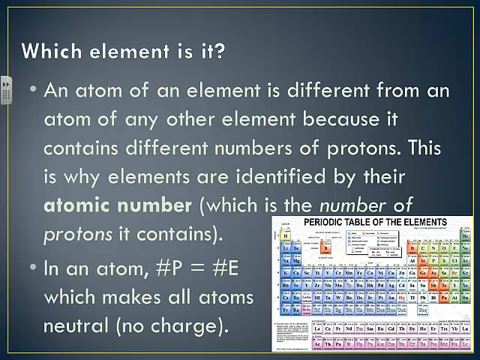As long as you have an atom of an element, then the number of protons will be the same as the number of electrons, or number of P will equal number of E. That means that all atoms are neutral. They have no charge, since the number of positively charged protons is equivalent to the number of negatively charged electrons.